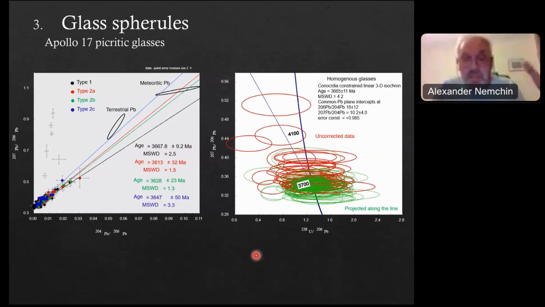Again, we can play the same game because we've got uranium analyzed here, so we don't necessarily want to rely only on 7.6. We can play the same game, 3-dimensional constraints from uranium-lead systematics. We use homogeneous glasses only here, and we try to constrain the line. Red ellipses are uncorrected data. Green ellipses are projected along the line, so we can get the age, which is pretty much similar to the 7.6 intercept, 3665 plus or minus 11. But we also can get the common lead intercept, and within the errors, it's pretty much terrestrial lead.